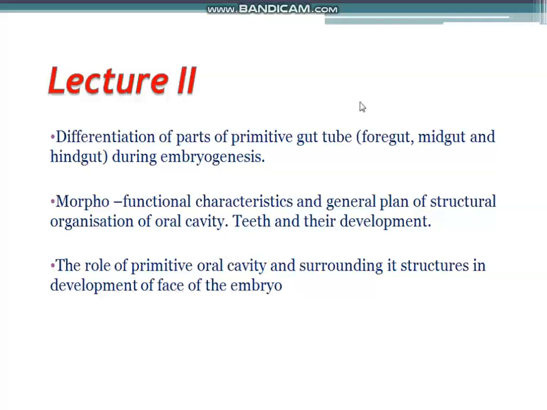Today I am going to talk to you about the initial part of the digestive system, that is the oral cavity. Here we will focus on differentiation of parts of the primitive gut tube during embryogenesis, morphofunctional characteristics, and the general plan of structural organization of the oral cavity, teeth and their development, and the role of the primitive oral cavity and its surrounding structures in development of the face of the embryo.